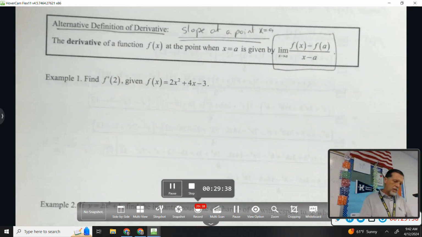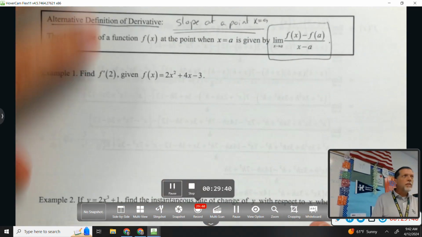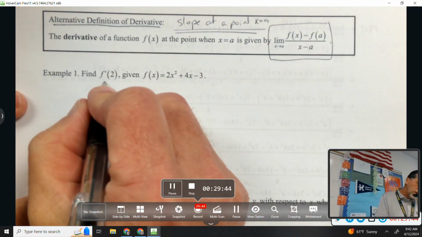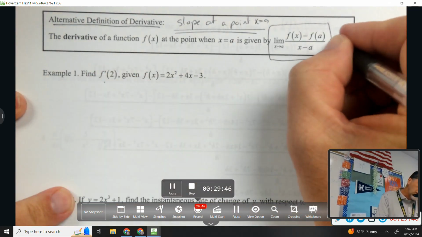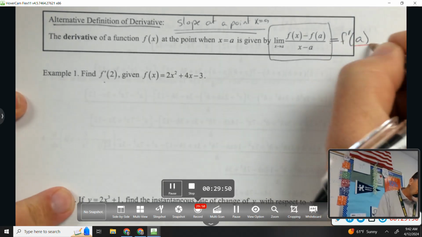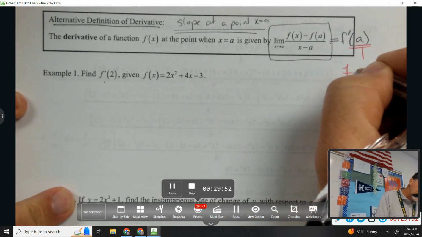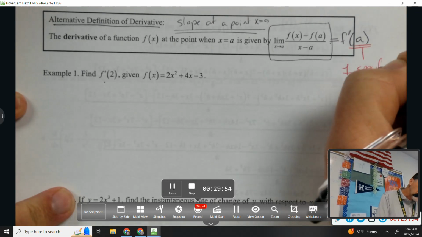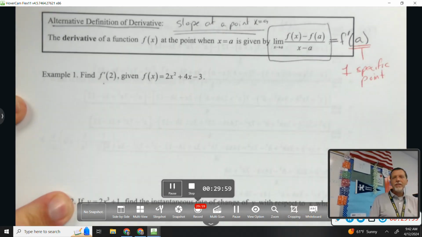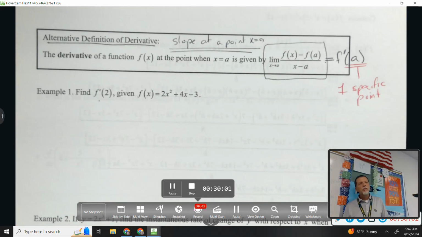So, example 1. F prime of 2. In fact, let's put f prime at a. So that's one specific point, one particular point. Only one point, however you want to phrase that. So alternative is nice but you only get a narrow answer. You get one answer. The bigger one takes longer, but then you've got a derivative that works anywhere.